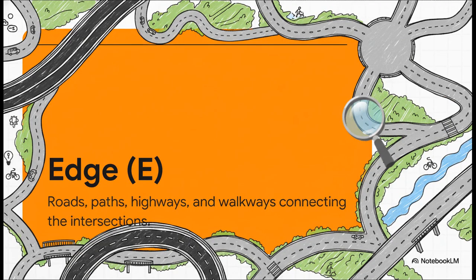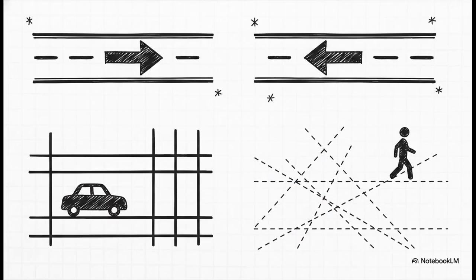So if vertices are the decision points, then the edges, the E in our formula, are the actual roads, paths, highways, and walkways connecting them. It's the literal asphalt you drive on to get from one decision point to the very next one. And these edges have some pretty specific rules. They can be directed, so a one-way street, that's just a single directed edge pointing in one direction. A standard two-way street is actually represented as two completely separate edges pointing in opposite directions.